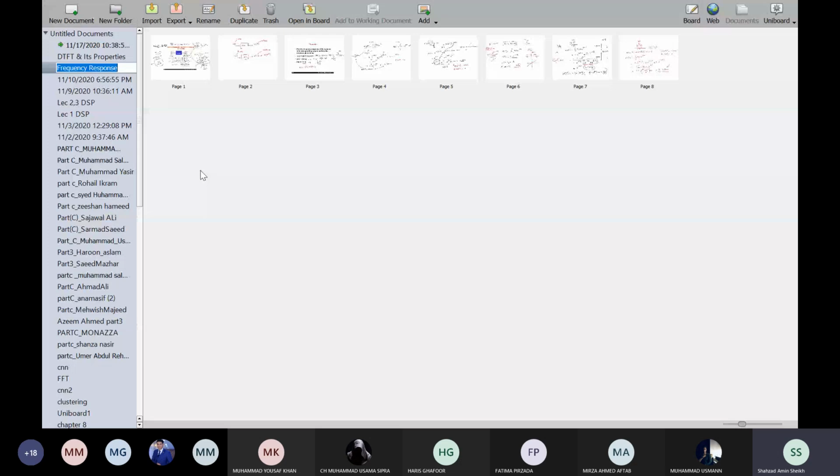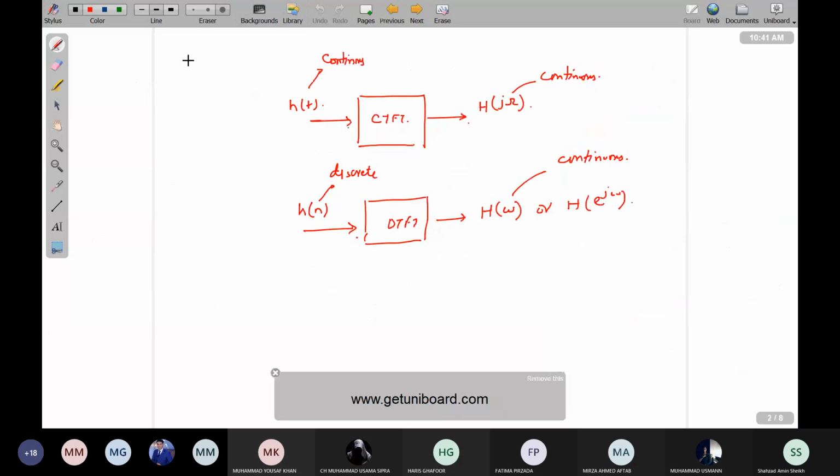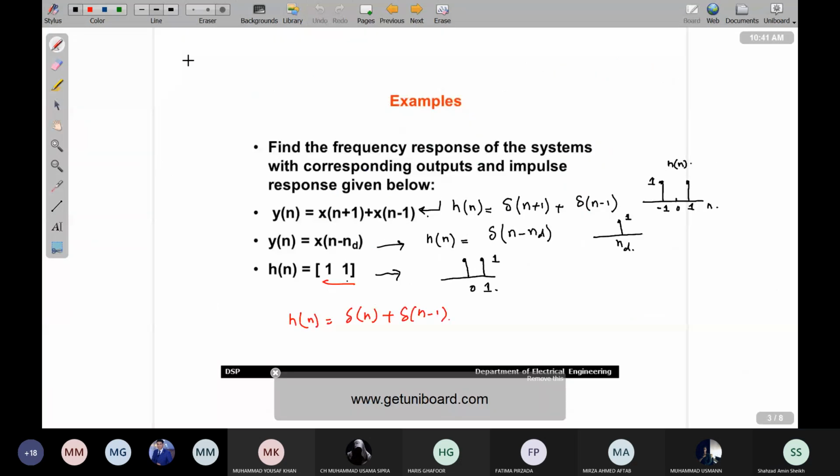We have talked about this and we did certain examples as well. डाउनलोड करके देखा था, इसको पढ़ा था, सॉल्व की थी ये एग्जांपल्स? So these were different examples, and we were interested in knowing the impulse response and frequency response of these systems.